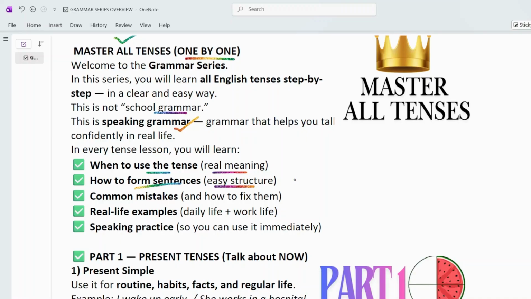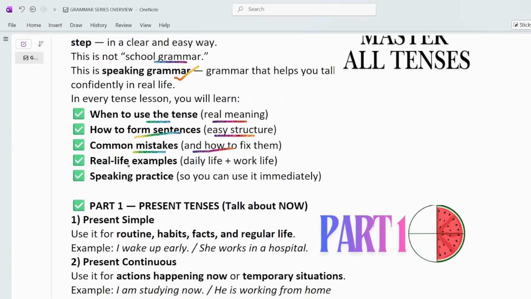Now, we are also going to cover common mistakes and how to fix them under each of the tenses. And I'm going to help you wrap your heads around real life examples, which include your daily life, work life, or pretty much any situation. Lastly, you can see on the screen the fifth point is in reference to speaking practice, so you can use it almost immediately. That's the most important point here.